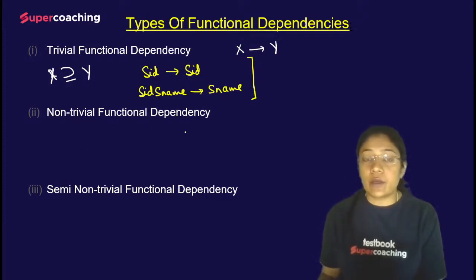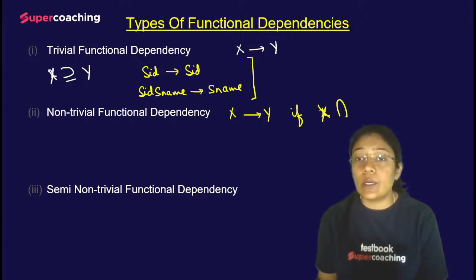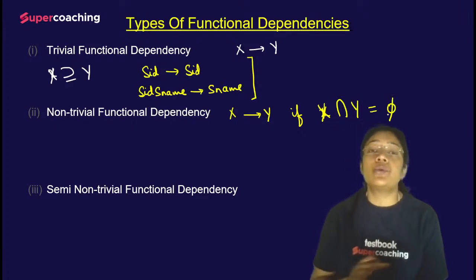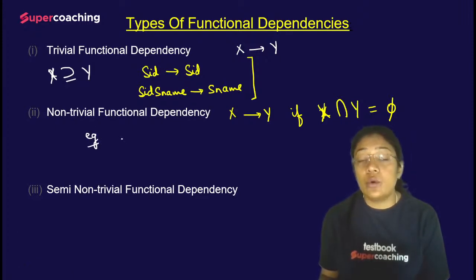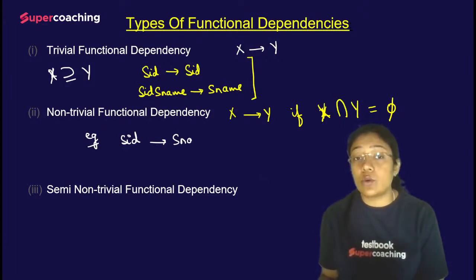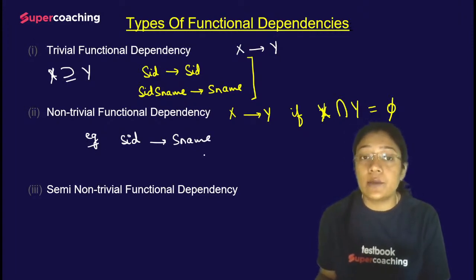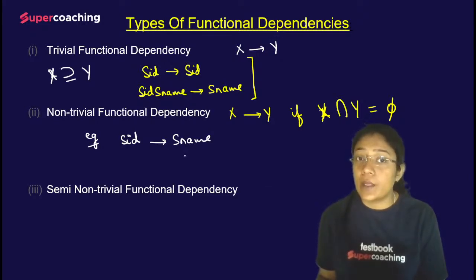Next one is non-trivial functional dependency. That means which is not but obvious. So I can say that X determines Y is a non-trivial functional dependency if there is no common attribute between X and Y, X intersection Y is equal to empty set. There is no common attribute. For example, I'm saying that if I know the ID of the student, I can uniquely identify the name of the student. So is there any common attribute between the left hand side and the right hand side? No. So this is a non-trivial functional dependency. Clear?